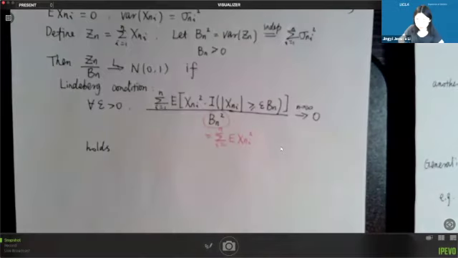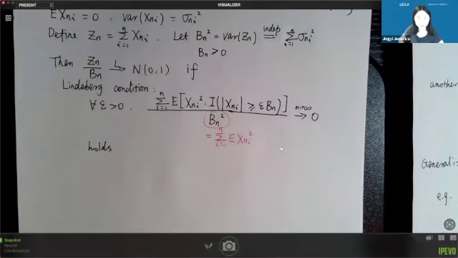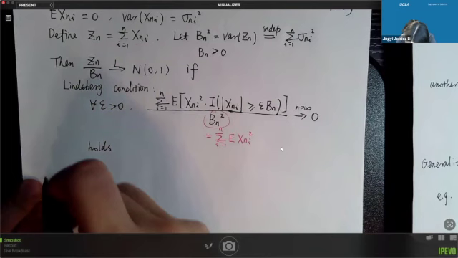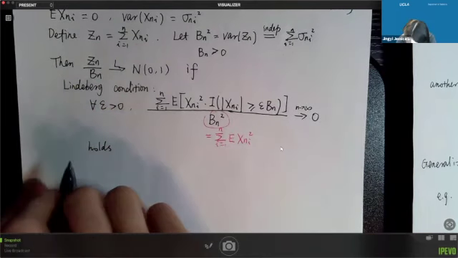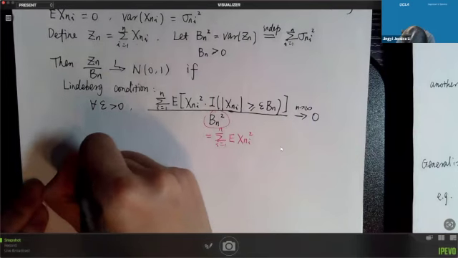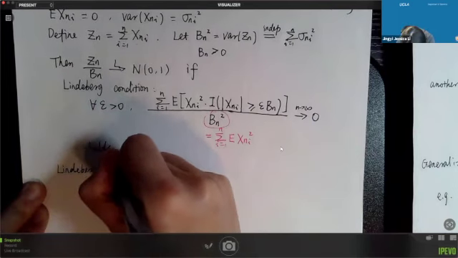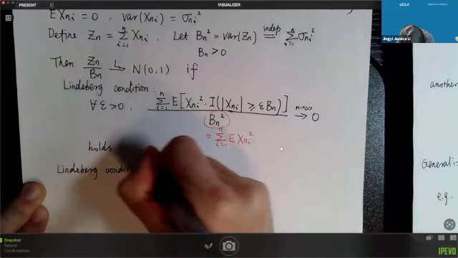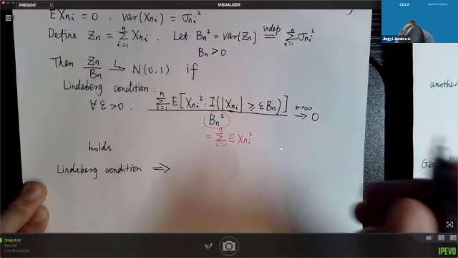Okay, this is one direction, right? So we're basically saying that the Lindeberg condition implies asymptotic normality.